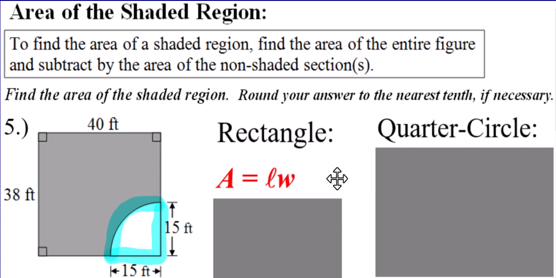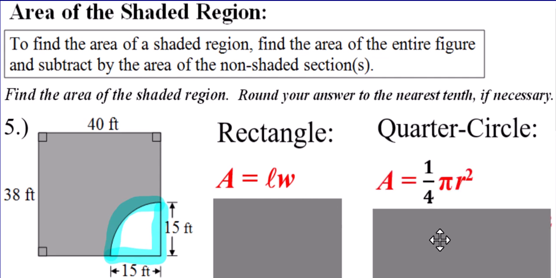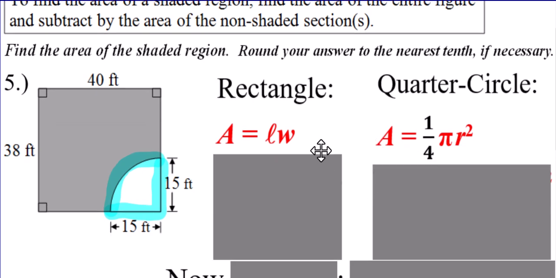And then we're going to eventually subtract away the area for the little piece that's not shaded, and that is the quarter circle. And that would be pi r squared, but not just pi r squared. You're going to have to multiply by 1/4 because it is 1/4 of a full circle. Okay. Let's go ahead and do formula, substitute, solve, and formula, substitute, solve, and then we'll eventually subtract.